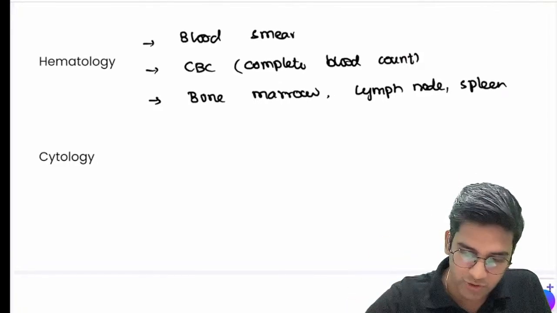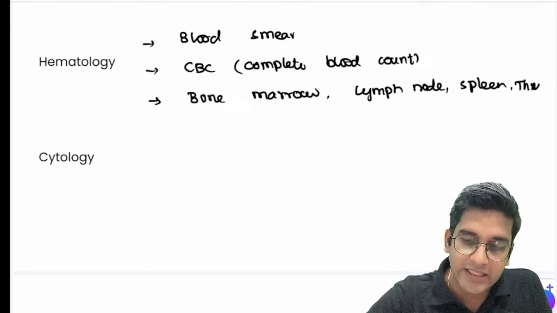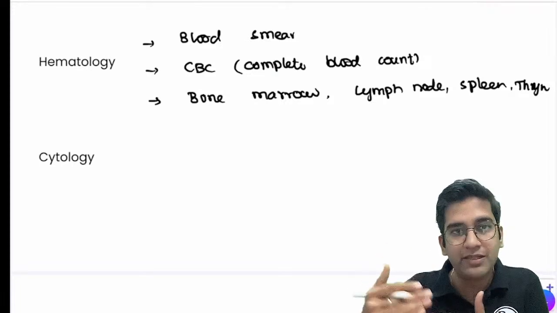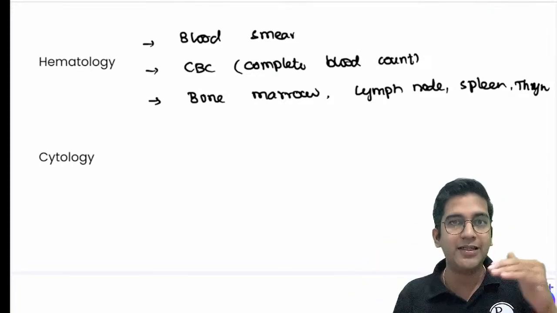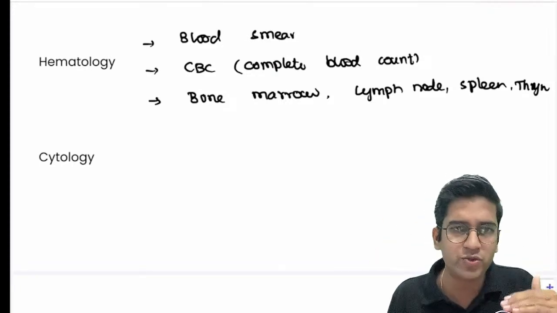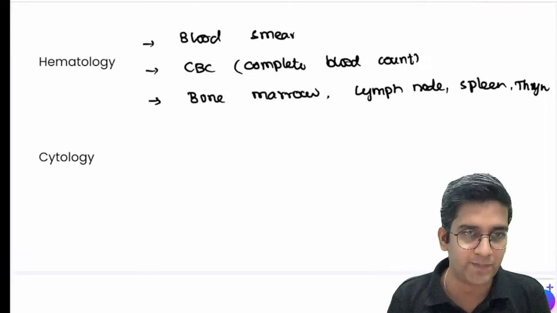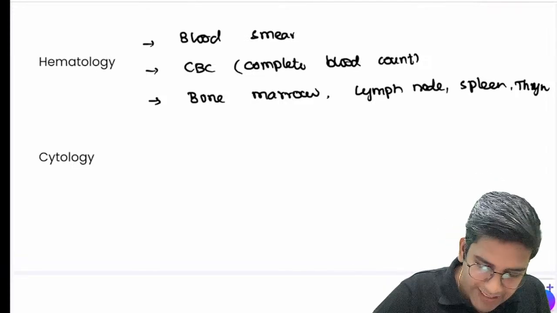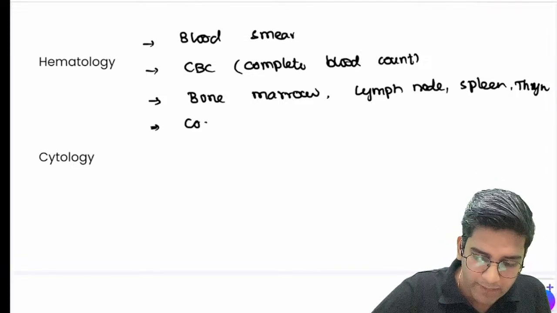Thymus. Obviously, thymus also comes into it, right? So all these places where I'm going to have leukemias, lymphomas, everything will come under the group of hematology in quite a few institutions. In few institutions, it's not. Okay. Fine. So next, in addition to this, we also have coagulation.